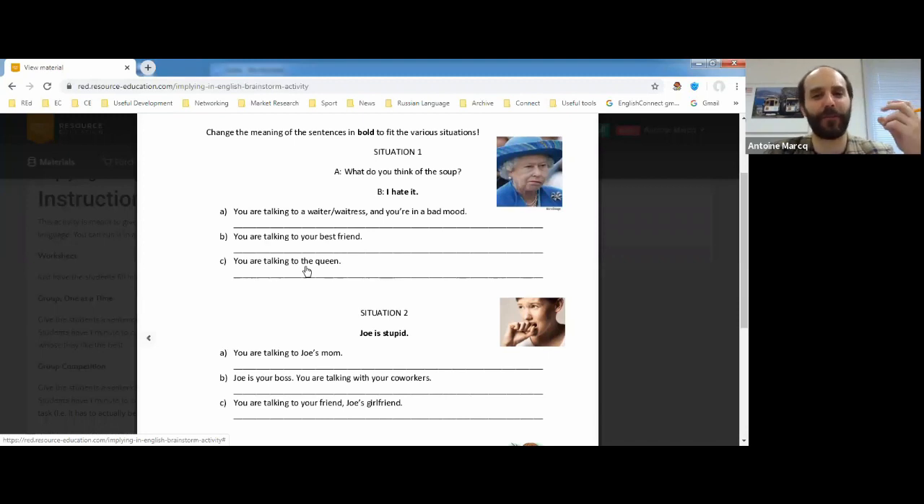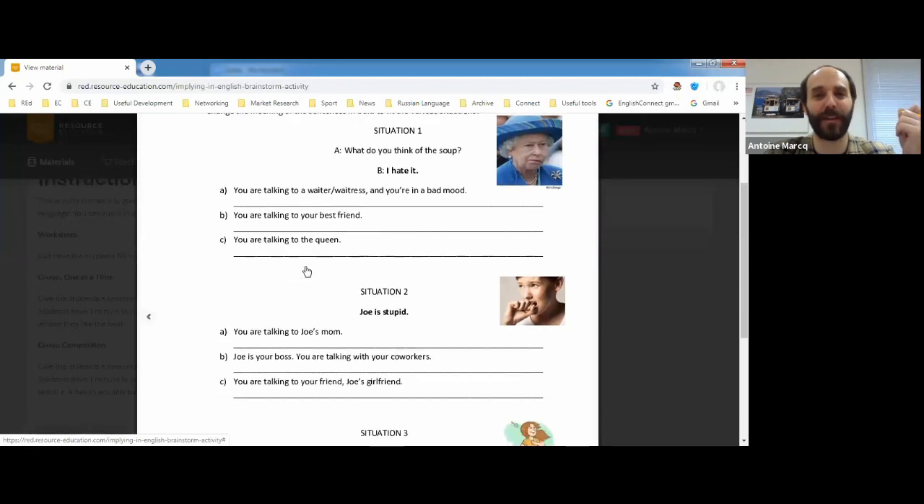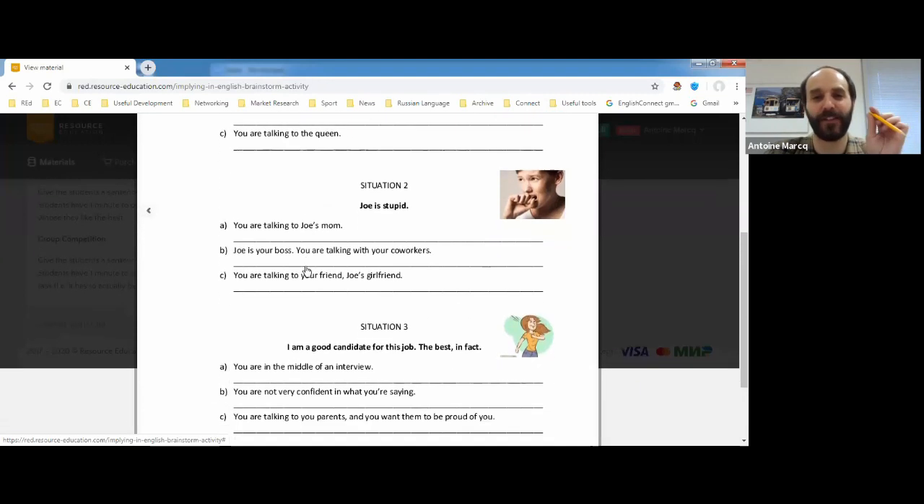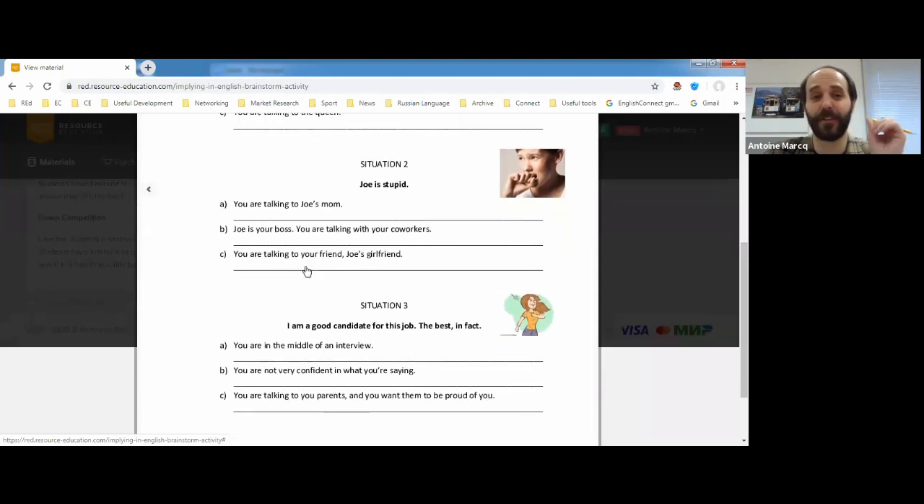That's going to be another level of formality and familiarity. C, you're talking to the Queen. She's invited you, as I said, to Buckingham Palace. And here, compared to B, it's a completely different level of formality, but also familiarity. You can't be familiar with the Queen. Situation 2, you want to say that Joe is stupid. Situation A, you're talking to Joe's mom.